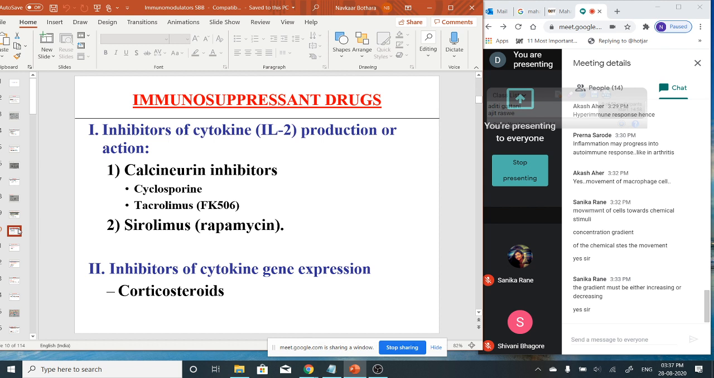First are the inhibitors of cytokine, that is interleukin 2 production or its action. There are two types of drugs acting here: the calcineurin inhibitors, which come as cyclosporin and tacrolimus. Tacrolimus was called by a code name when it was newly synthesized and in the market. These drugs are coded.